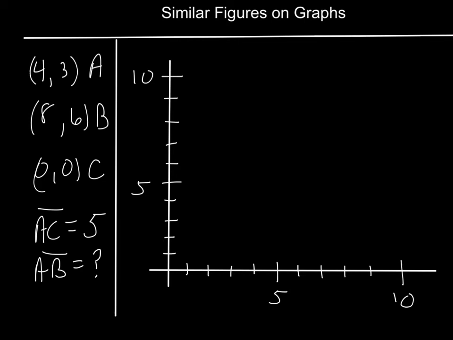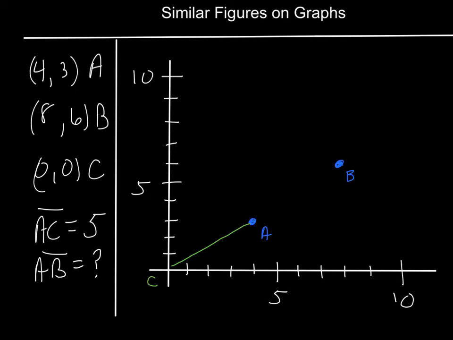Okay, so I'm going to go ahead and plot these points to begin with. A is 4, 3, so that's about right there. That's A, and then 8, 6 is B. There's 8, and there is 6, right about there. That's B. So they tell me that from here to here, that is, oh, and this is point C here.